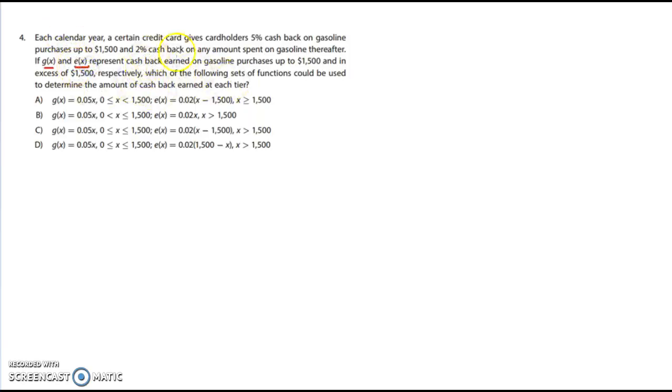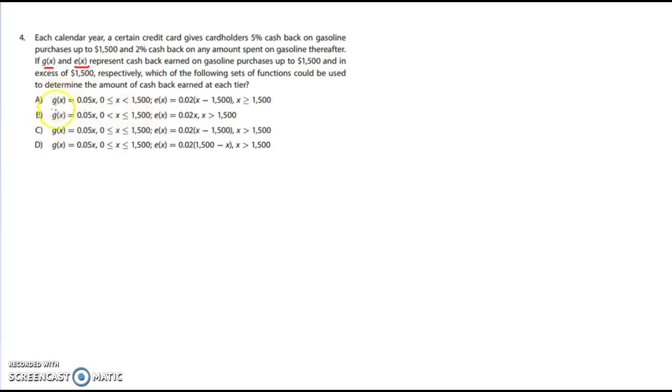Okay, represent the cash back earned on gasoline purchases up to $1,500 and in excess, respectively. Okay, so then they want to know which of these functions would match this. Well, let's start with what we know. The first thing is the g function says we get 5% cash back on gasoline up to expenditures up to $1,500. So let's just look at this for a minute.